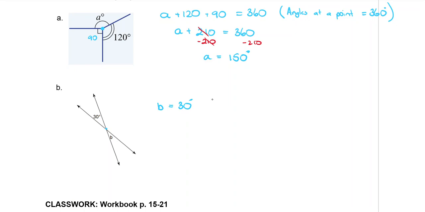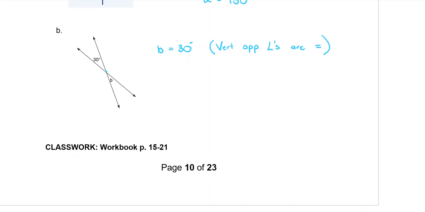But I do have to give my reason in the brackets. And the reason is because vertically opposite angles, now I've shortened that to vert op angles. We like to make it a bit shorter so I don't have to write lots and lots. So vert op angles are equal. All right, so that is our reason for that one. So you're going to practice that now, please, on page 15 through to 21.